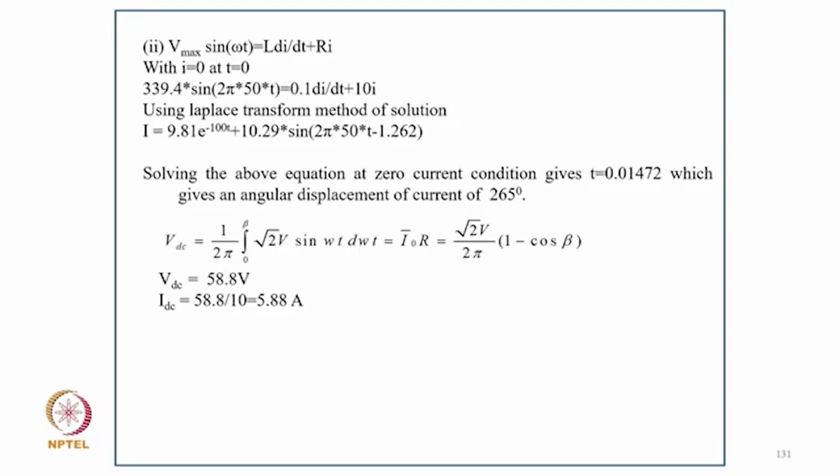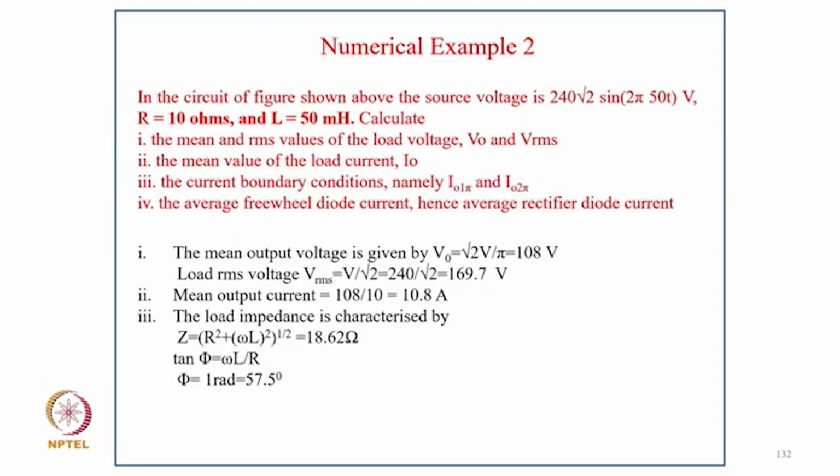So solving the above equation, the zero current condition gives t equal to 0.0146 second, which gives an angular displacement of beta equal to 265 degree, and VDC equal to 1 upon 2 pi, integral from 0 to beta of root 2 V sin omega t d omega t, or root 2 V upon 2 pi times 1 minus cos beta. The VDC is 58.8 volt and IDC is 58.8 divided by 10, that is 5.88 ampere.